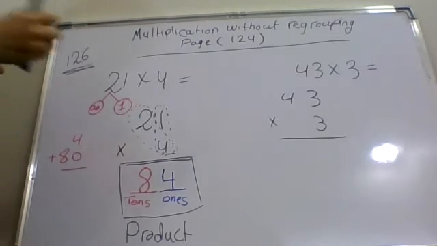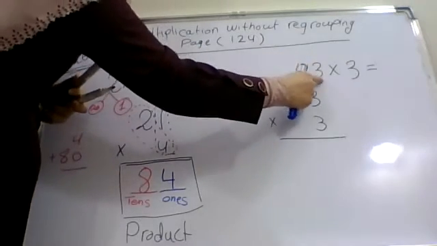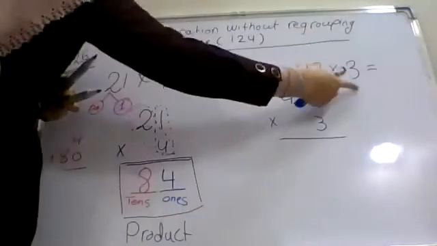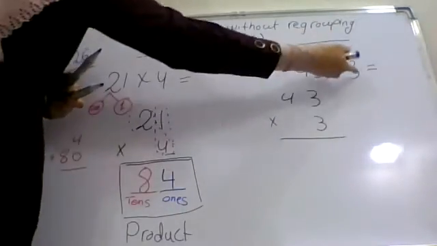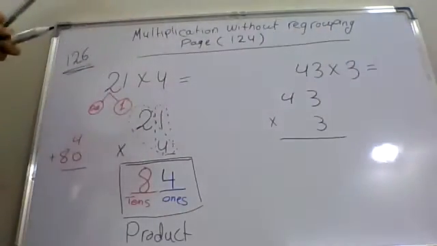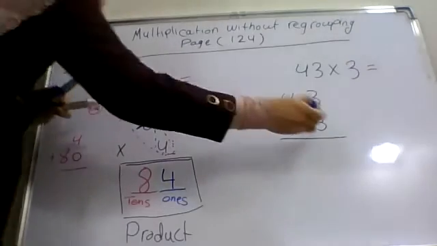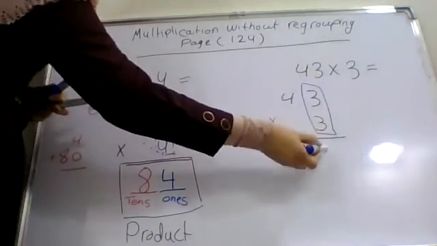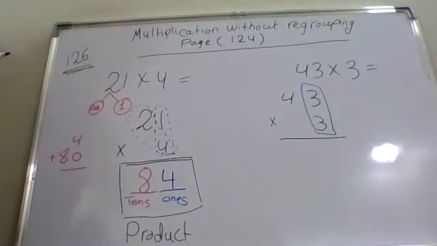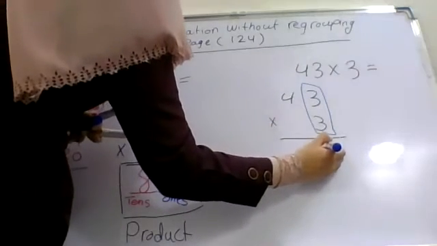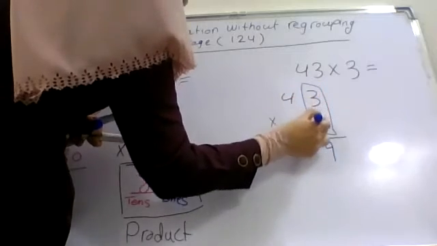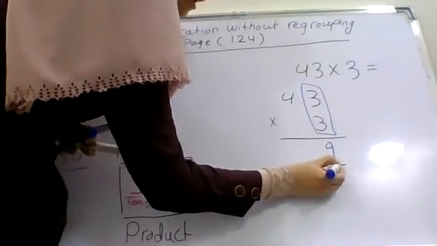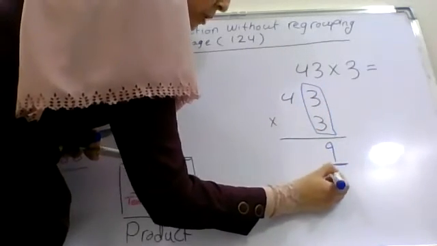As usual, we have 40 and 3, and I need to multiply the 3 with the ones, then multiply it with the tens, okay? So I will start with multiplying the ones place, and write it down here with the blue. 3 times 3 is 9. So write it down under the ones place. Be careful. You have to write it under the ones place, okay?